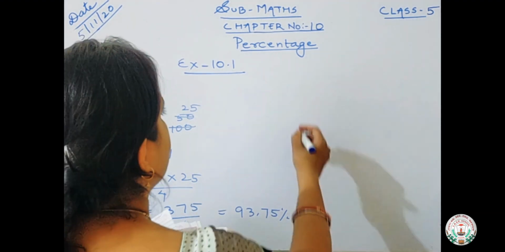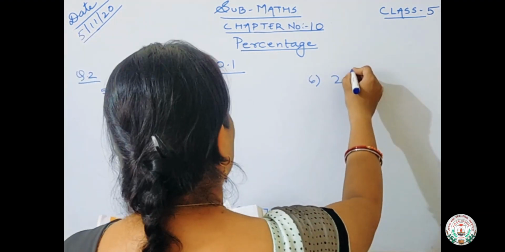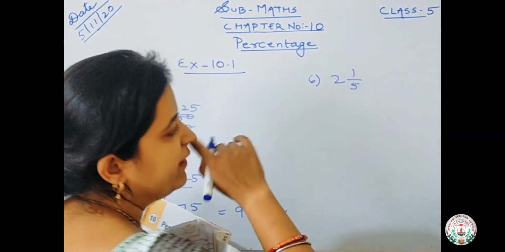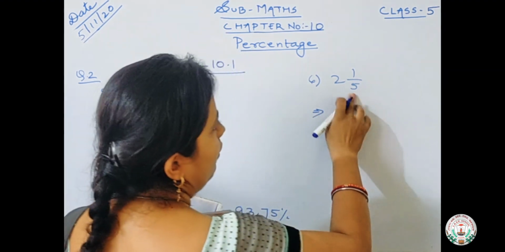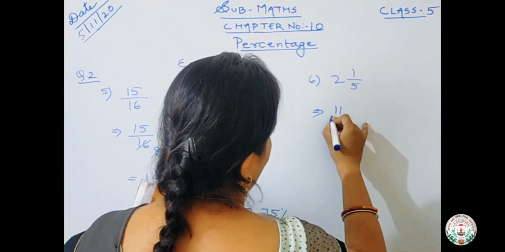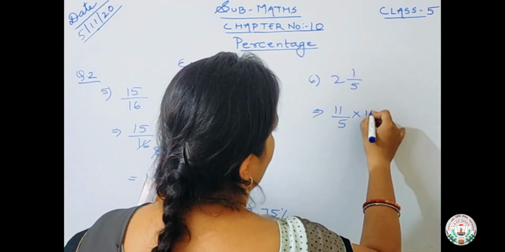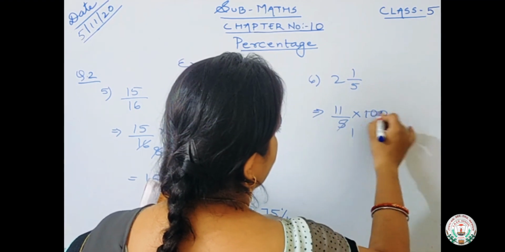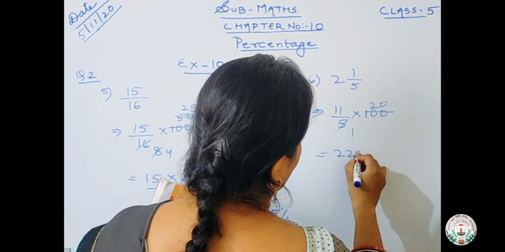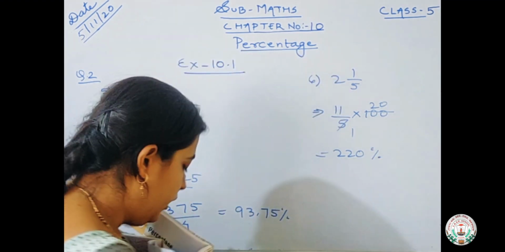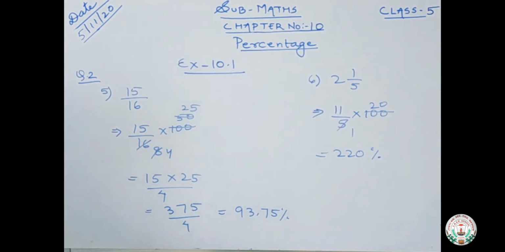Okay. Number 6: 2 1 upon 5. First you will convert this mixed fraction into a proper fraction and then you will solve. 5 2s are 10, 10 plus 1 is 11 by 5 into 100. 5 20s are 100. 11 into 20 will be 220%. Okay. This was your question number 2.